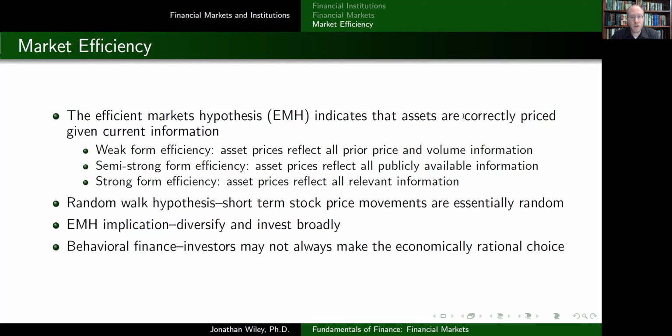But let's take this a step further and talk about the strong form of efficiency. Strong form of efficiency basically argues that asset prices reflect all relevant information, not just publicly available.